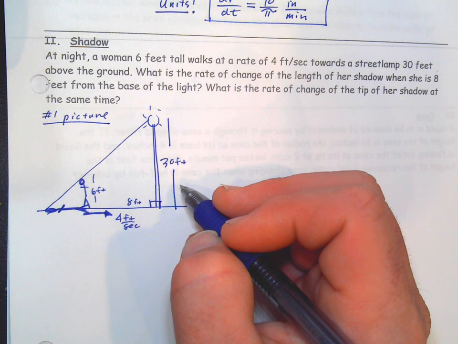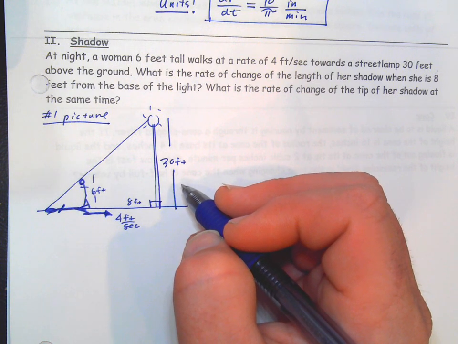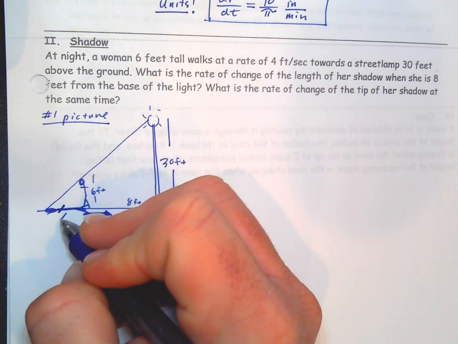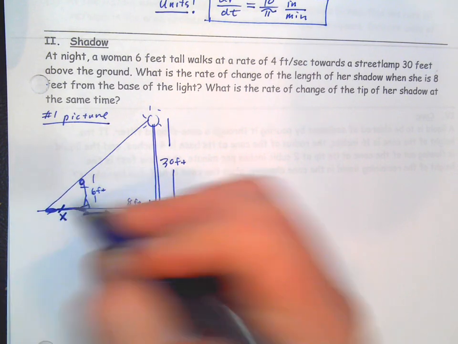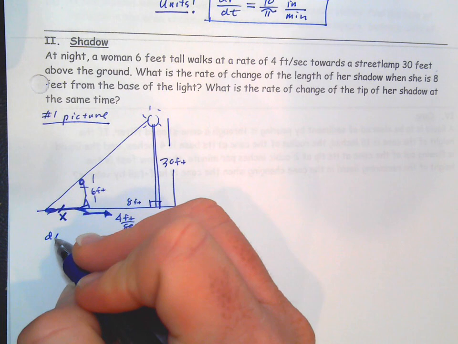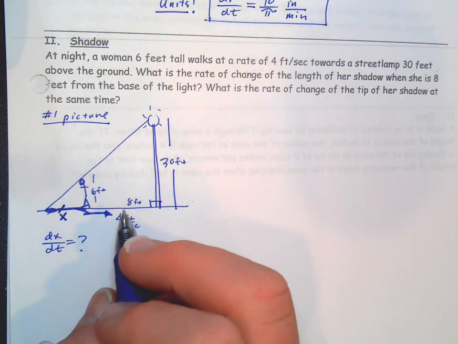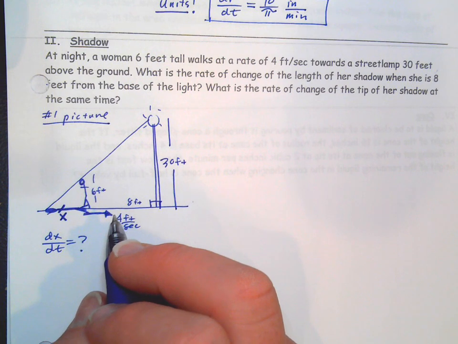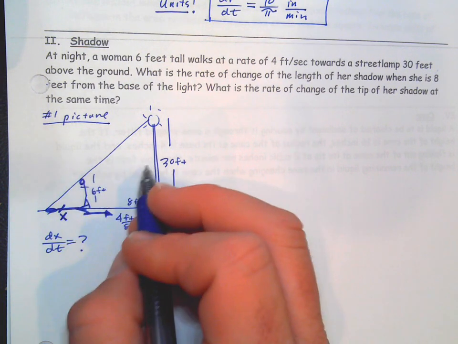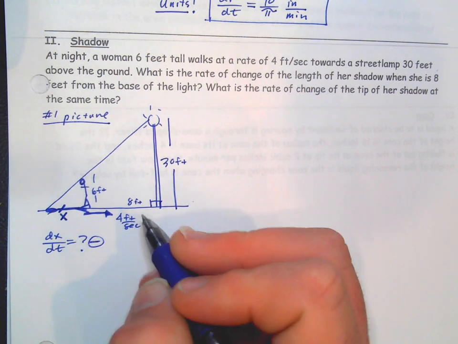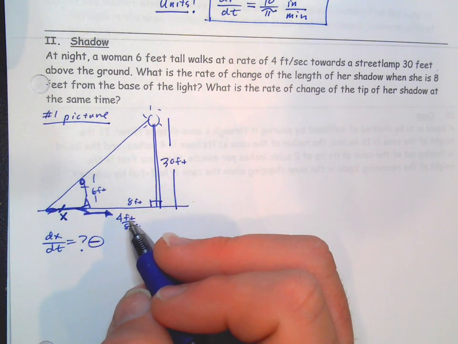Now, it says, what is the rate of change of the length of her shadow? So we need to come up with a variable for the length of her shadow. I'm going to call it x. And so if I call the length of her shadow x, then I'm looking for dx/dt. Do I expect it to be getting shorter or longer, positive or negative? Well, as she gets closer, her shadow is going to get shorter, so we expect to get a negative answer. If you don't, something's wrong.